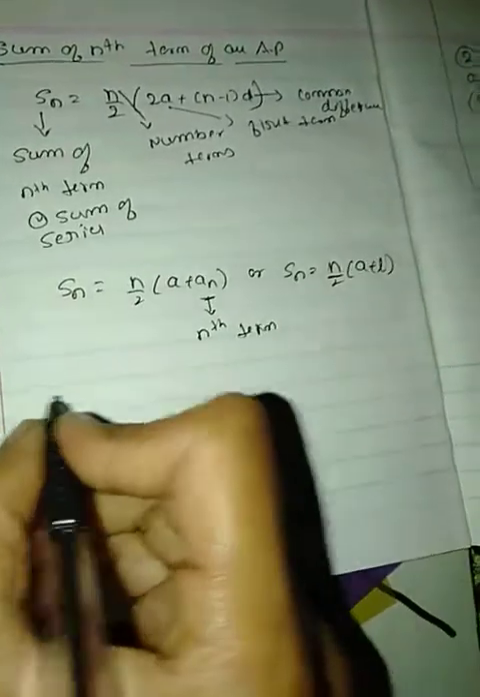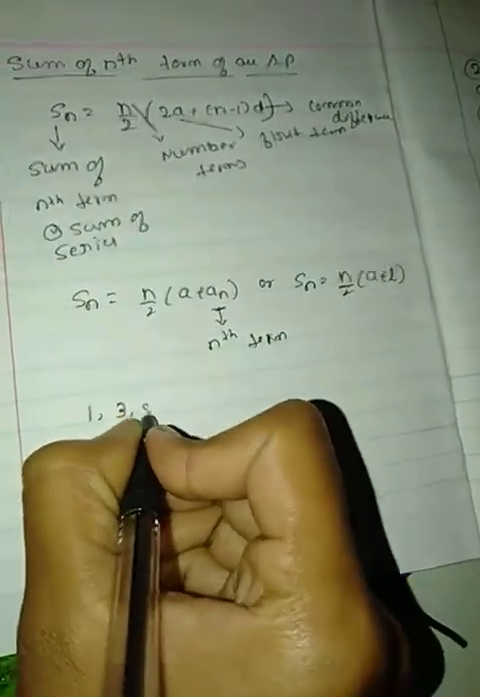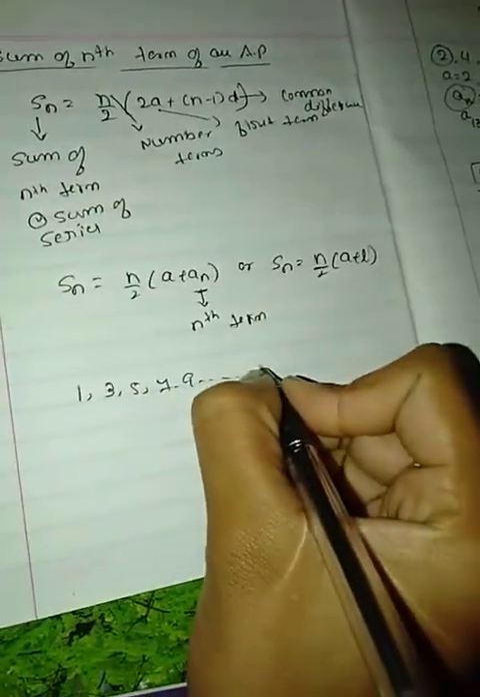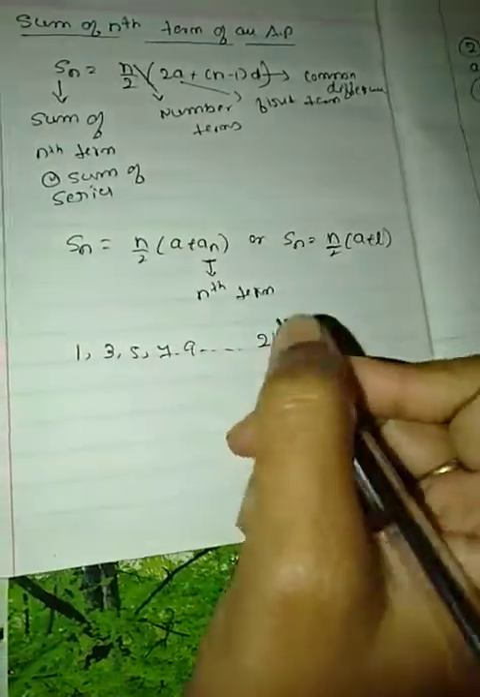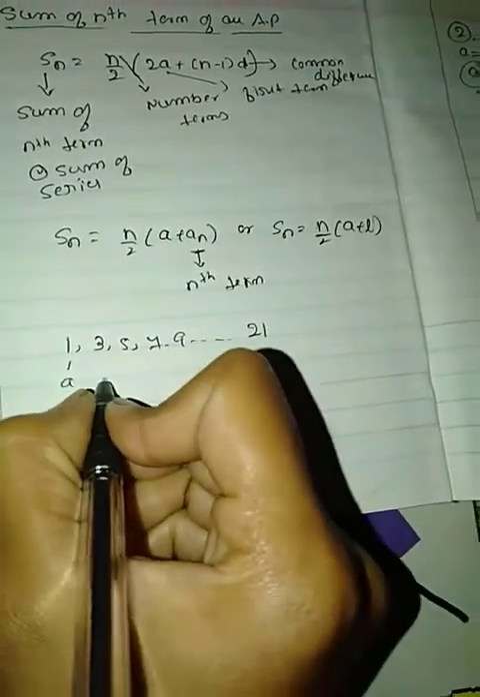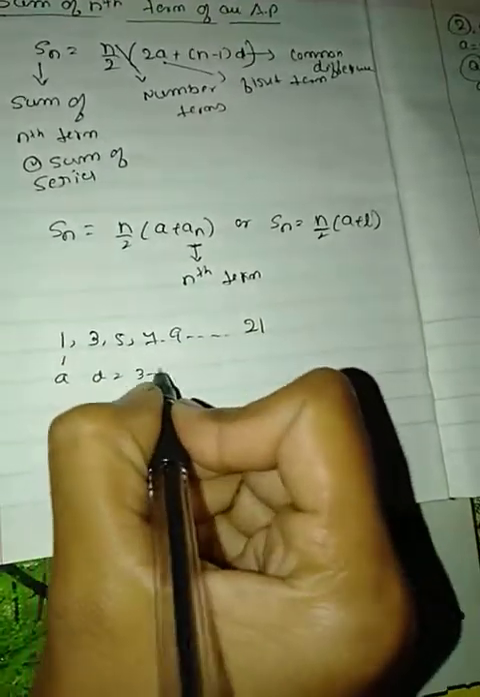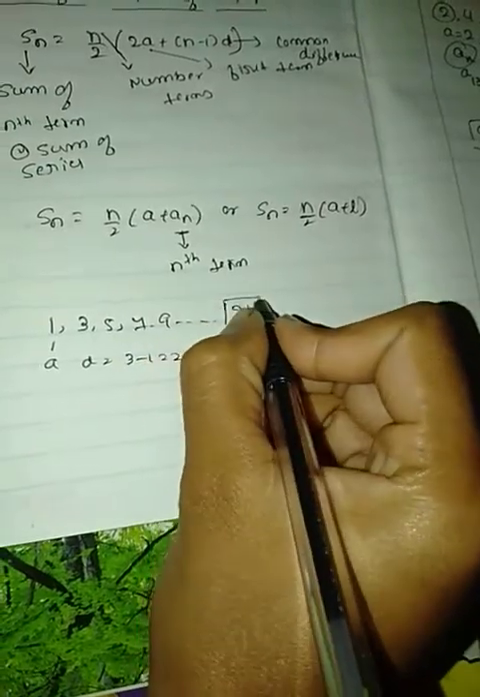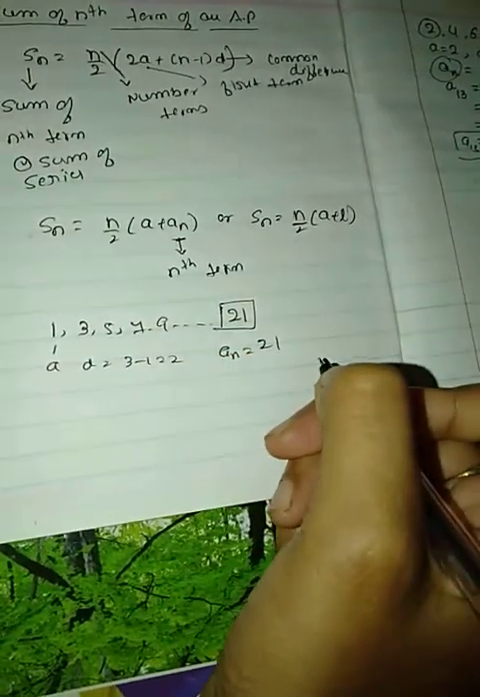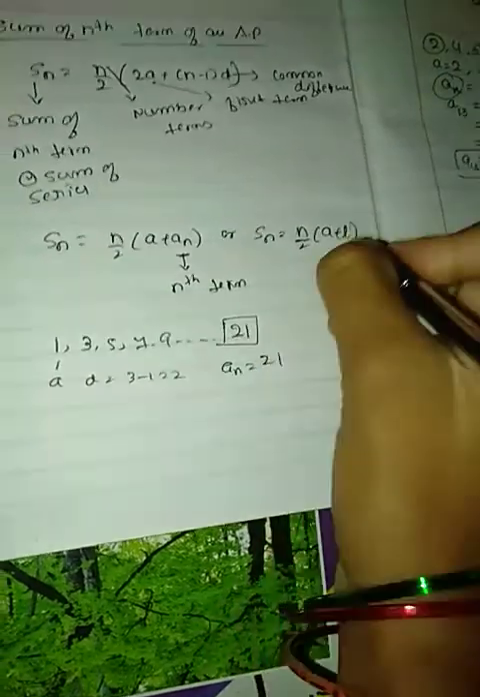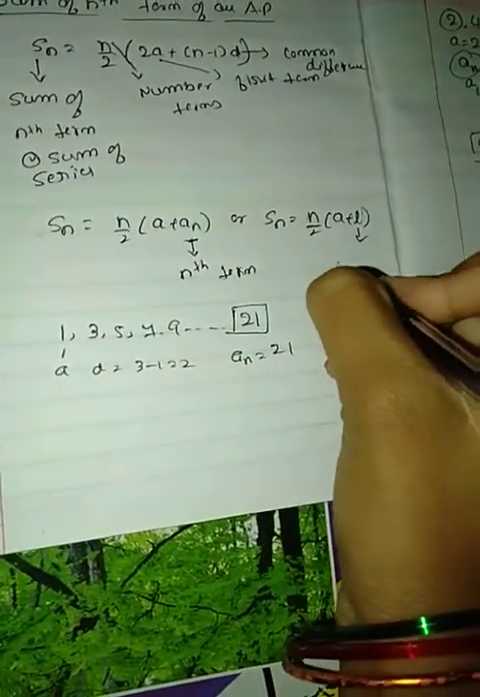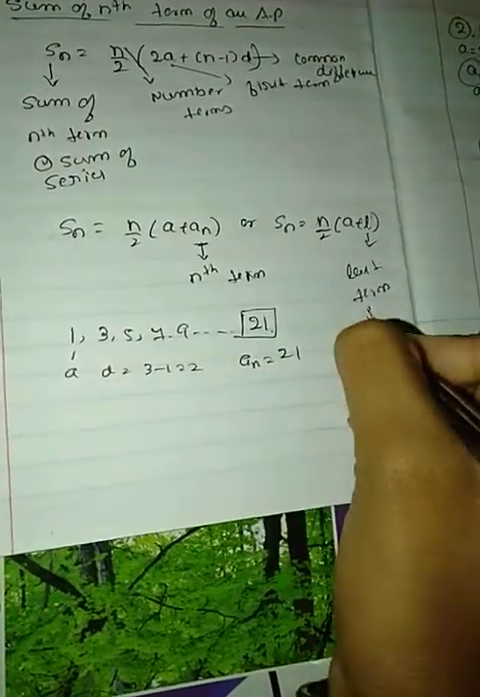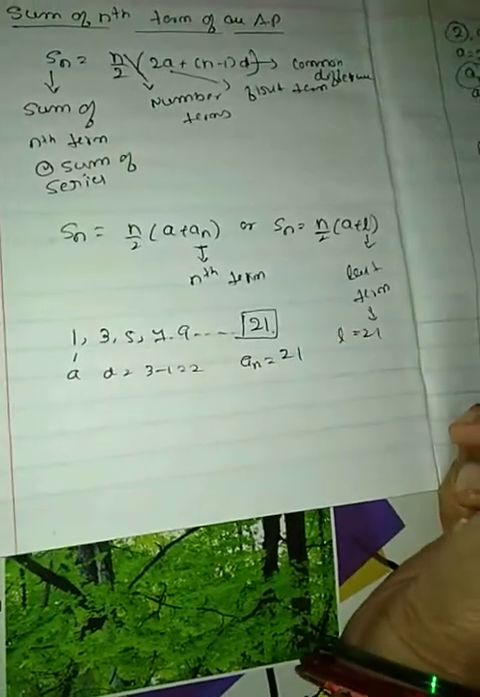For example, here the AP is given 1, 3, 5, 7, 9, and so on. It will end at 21. So here the first term is a and common difference is 3 minus 1, which is 2. And the an is the last term. The last term is 21. Remember that, okay? And l also represents the last term, which is also 21 here.